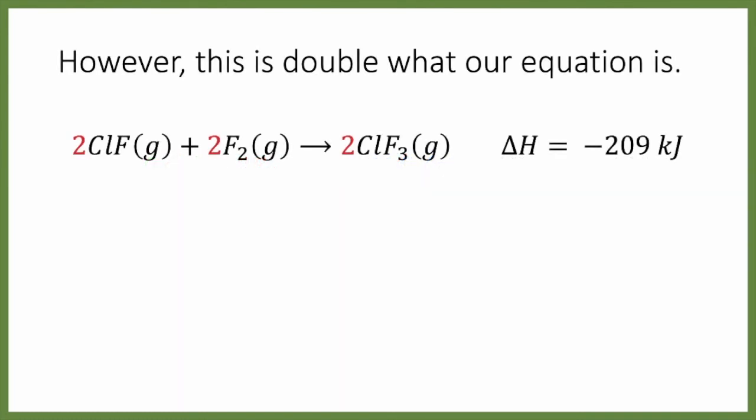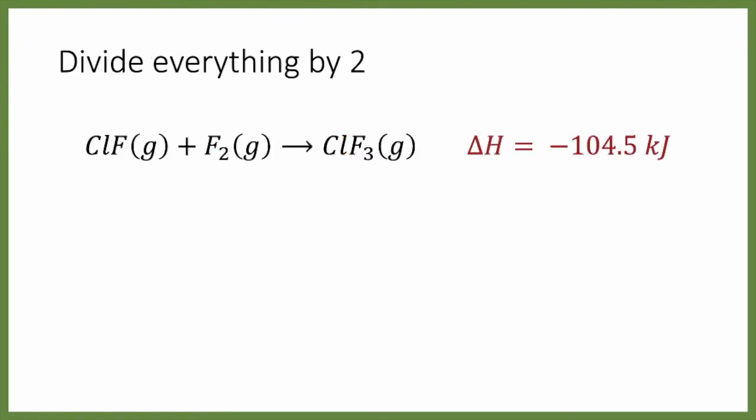Notice that this is double what our original equation was, so we want to make sure we get back to our original equation, and in this case we're going to have to divide everything by 2. And our change in enthalpy for the reaction is negative 104.5 kilojoules.